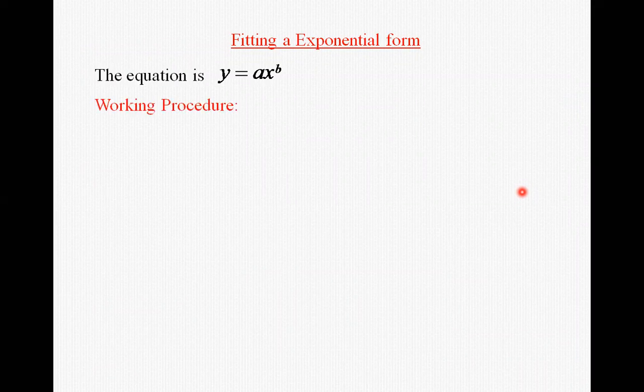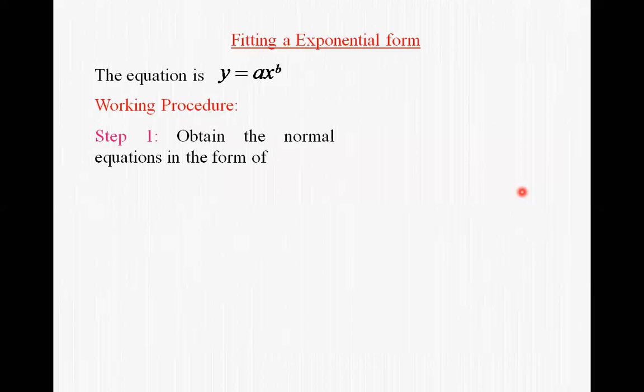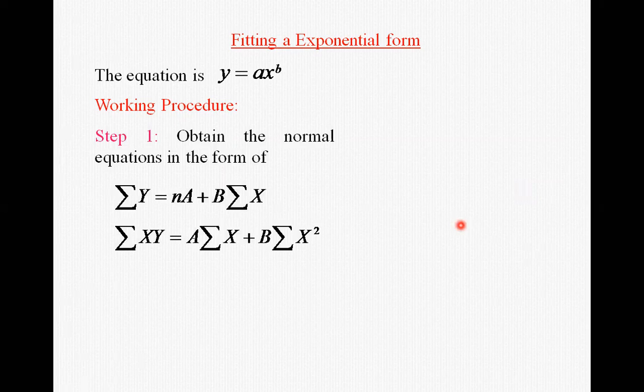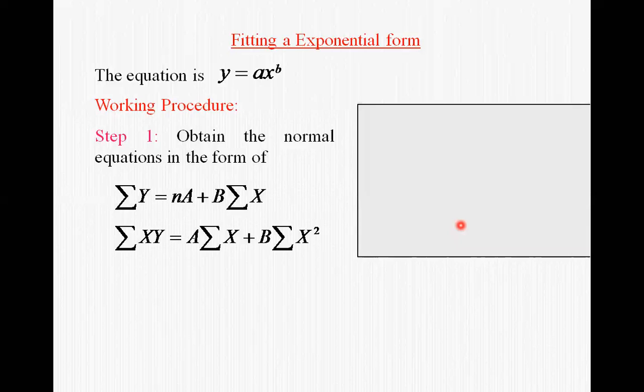Fitting an exponential form. The equation is y equals a x to the power of b. Working procedure. Step 1. Obtain the normal equations in the form: summation of capital Y equals n into capital A plus capital B into summation of capital X; summation of capital X into capital Y equals capital A into summation of capital X plus capital B into summation of capital X square.